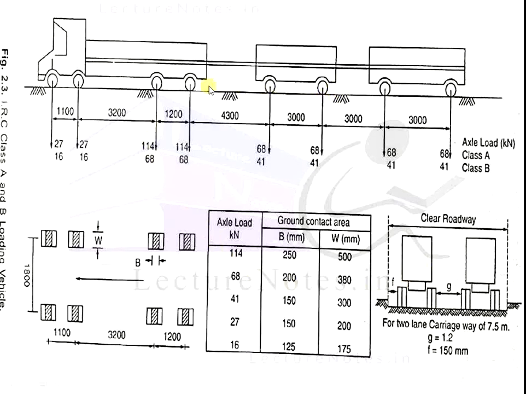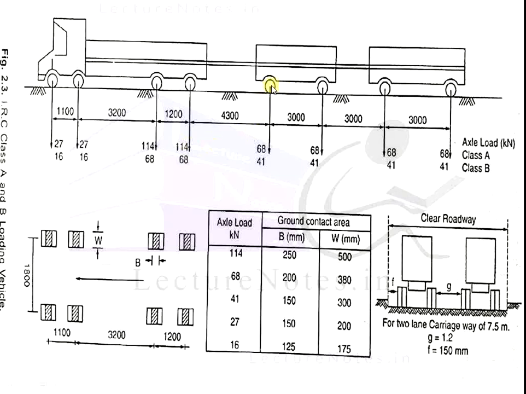Here we see the 8 axle wheels. This is the image of the IRC class A and class B loading vehicles. The weight of the single vehicle is 27, the second is 27, next 114 for class A.